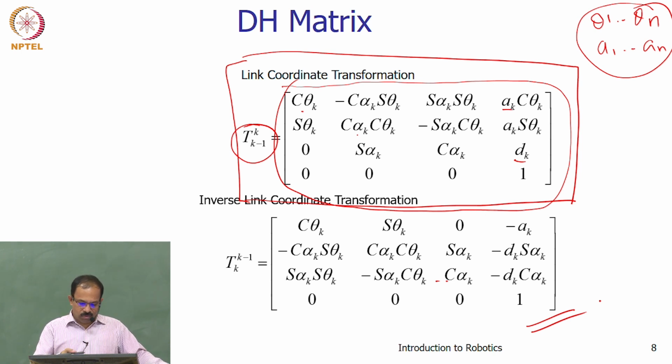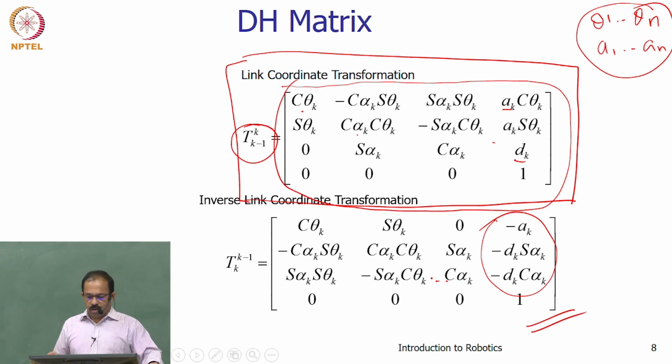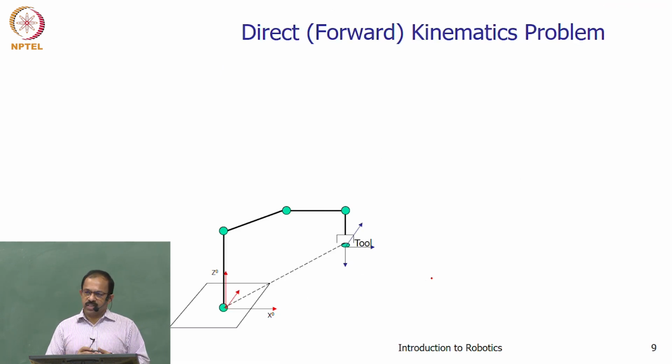Again, if you know this, then you can actually get it directly by taking the transpose, R transpose and minus R transpose P. You will be getting this vector here. Alright, so now let us see how we get the direct kinematics, or the forward kinematics, of the manipulator.